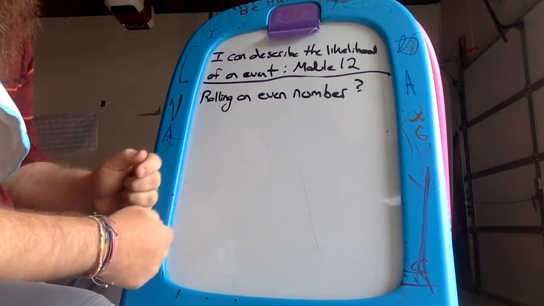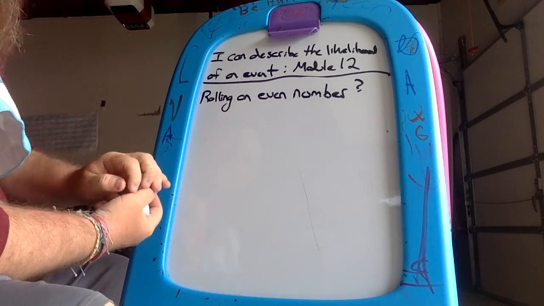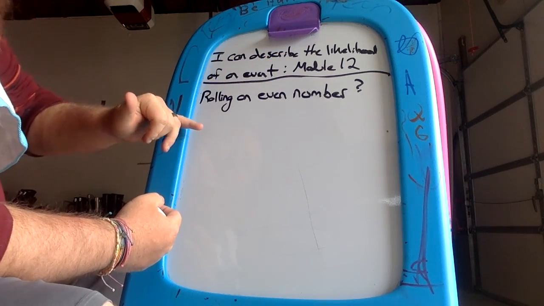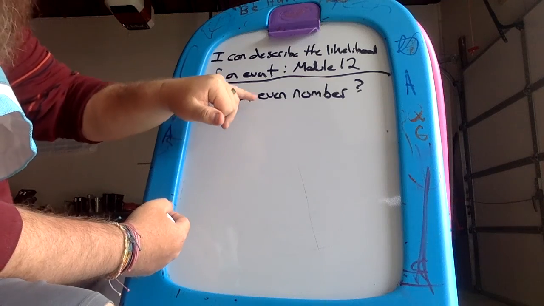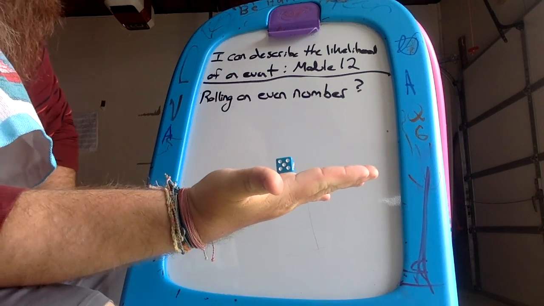So think about this. Again, use that I can statement: I can describe the likelihood of an event. Rolling an even number. If I had this in my hand, I want to roll an even number.